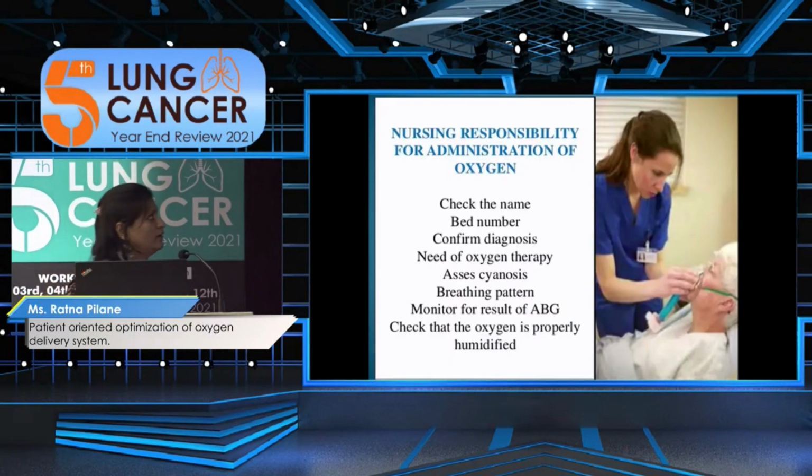Then what is the nursing responsibility when administering oxygen? Whenever you start oxygen, you have to check the patient's name, which patient you want to start the oxygen on, the bed number, confirm the diagnosis and the need for oxygen therapy, why you want to start oxygen, whether the patient is having hypoxia, hypoxemia, dyspnea or any other respiratory problem. Assess cyanosis, see whether the patient is having tachypnea, bradycardia, monitor the ABG results where you will get to know whether the patient is having hypoxemia, and check whether the oxygen is properly humidified or not.